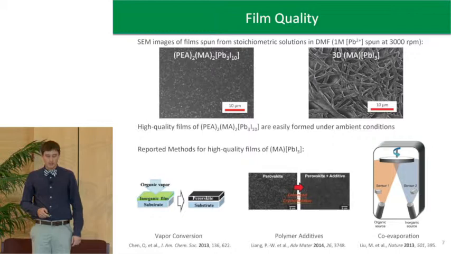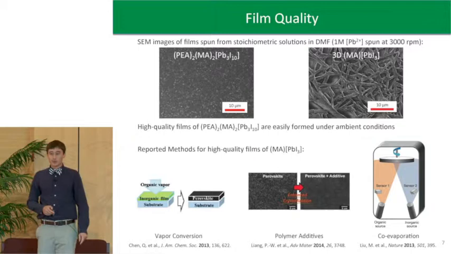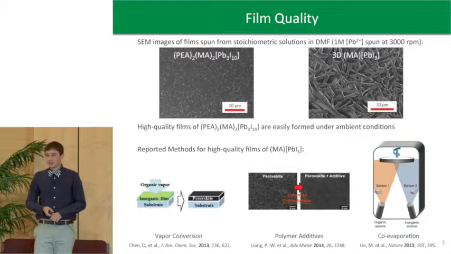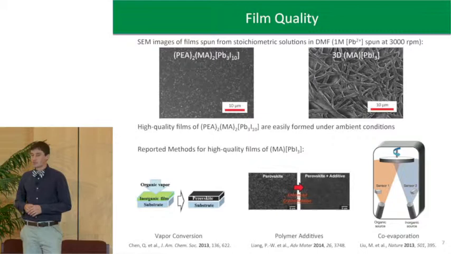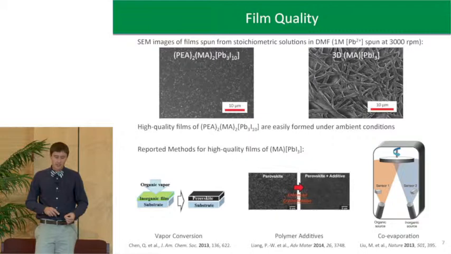But if you try and do the same technique with the 3D perovskite shown there on the right, first of all, you need to anneal it to actually form the material. So that's one step that's extra. But also, even when you do that, there are holes all over the film, which is not good for a thin film device. You can make nice films with a three-dimensional material. However, they are much more difficult.